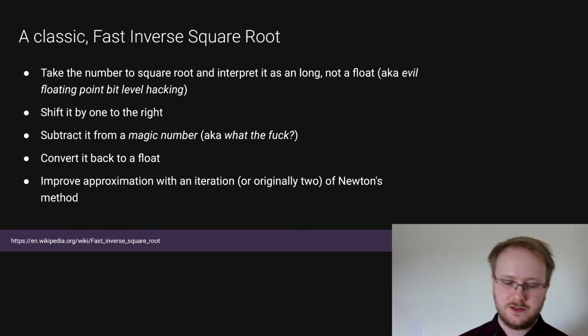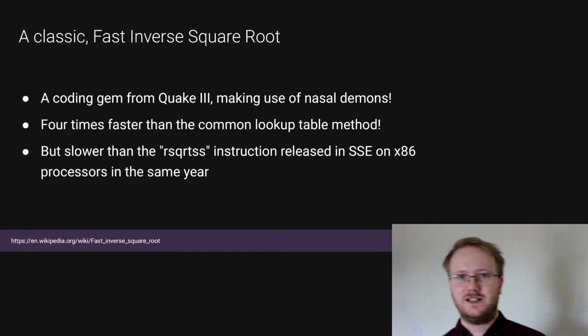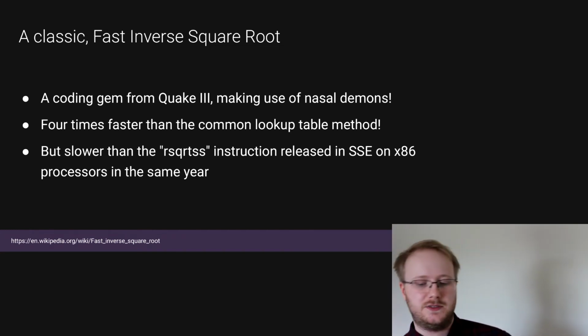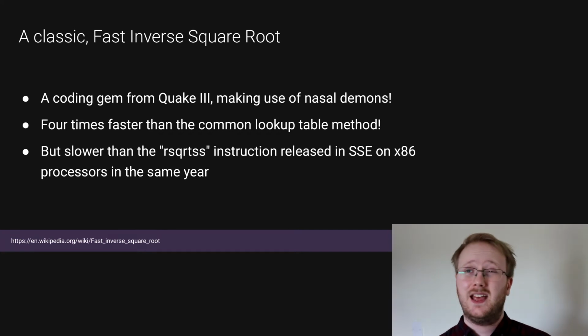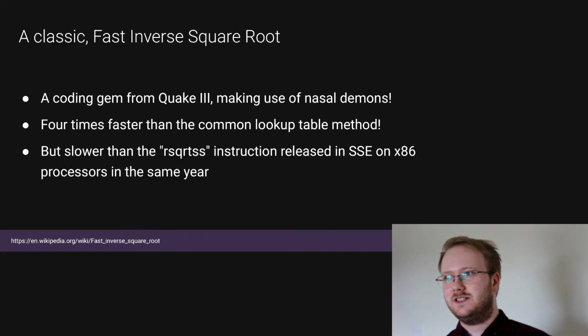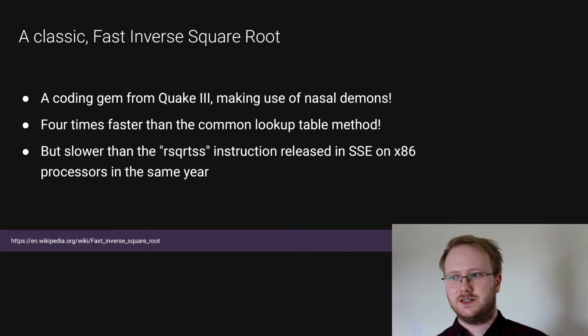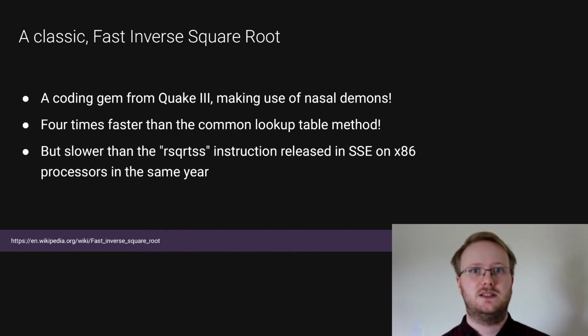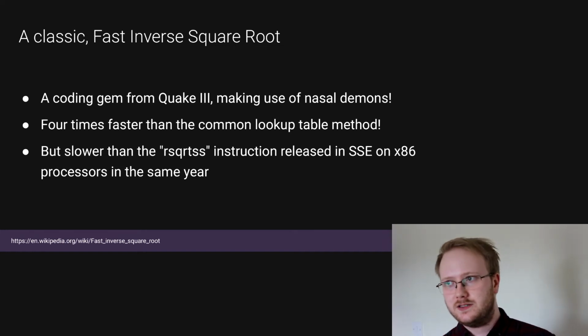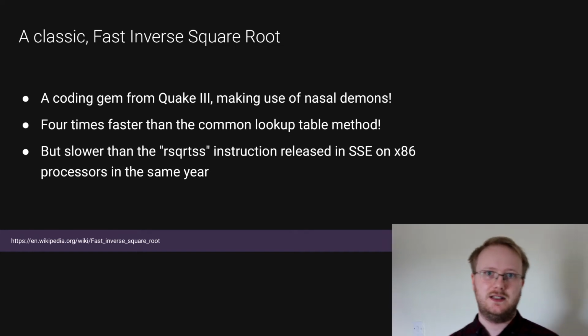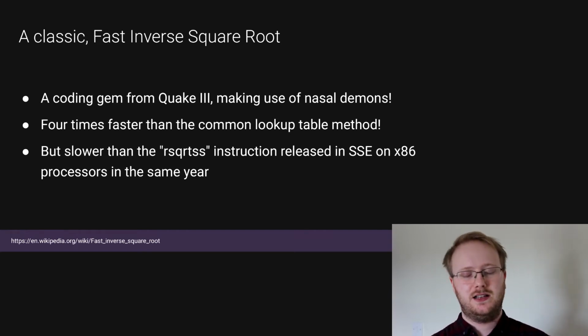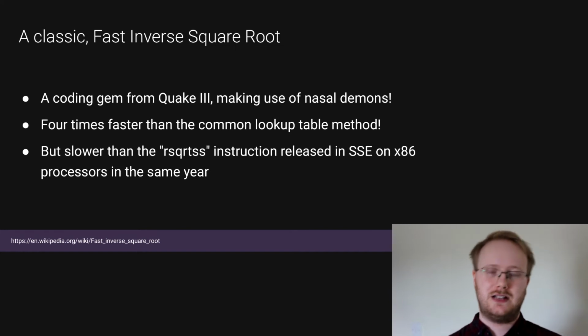And all of this produces a result that is 4 times faster than the common method using lookup tables done at the time. It does make use of undefined behavior, specifically converting a floating point number to an integer, as is done here, by just simply moving the bits and making them treated, well, not even moving them, just treating them differently, is undefined behavior because you don't know how the floating point number is implemented under the hood. In this case, they're assuming it's a particular form of IEEE implementation to perform this bit-level hacking they're doing.